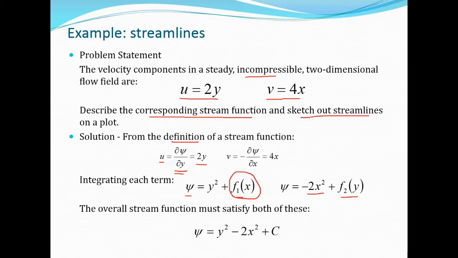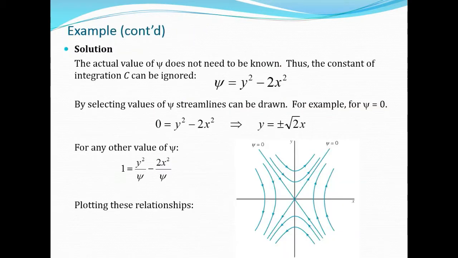So the overall stream function must satisfy both of these. So if we add them together, then we can just say a constant, because we've already taken care of the x and y terms here and here. They take care of each other. So it's a little strange, but it works out that when we do these derivatives here and here, everything works out. We have this function of y and x and a constant. Again, these constants are important because they give us a family of curves.